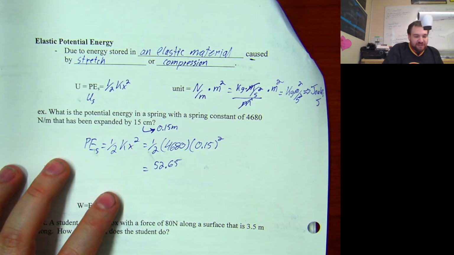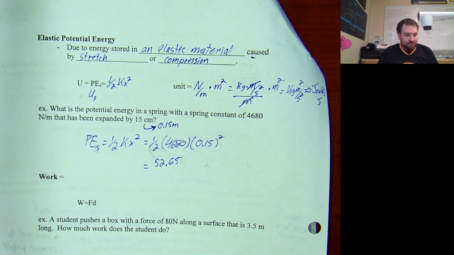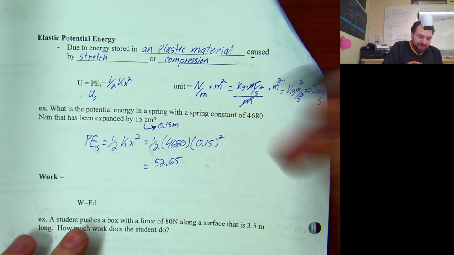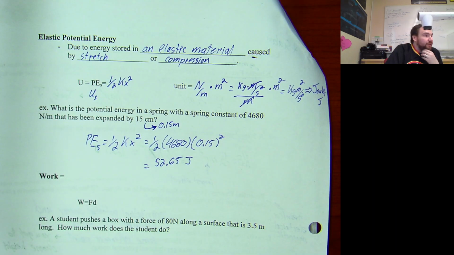52.65. That seems really small, but then I guess there's no way it's 52.65. Is it really that small? 0.5 times 4,680 times 0.15 squared. Wow, that's right. I'm sorry I didn't trust you. That's really weird. 52.65 joules.